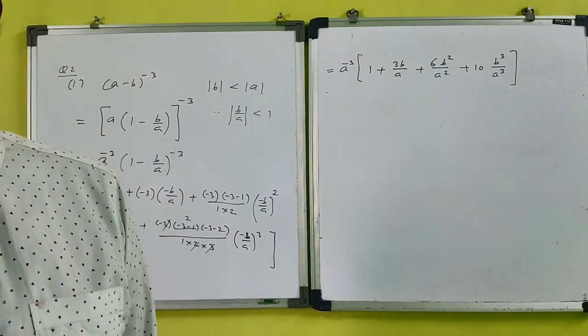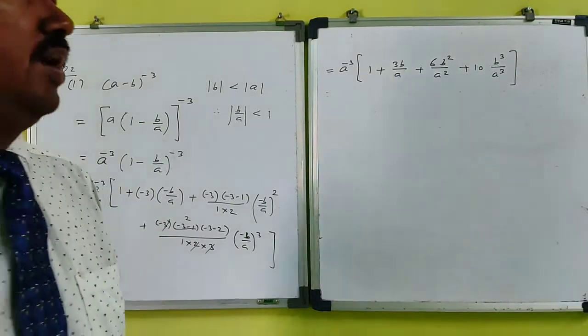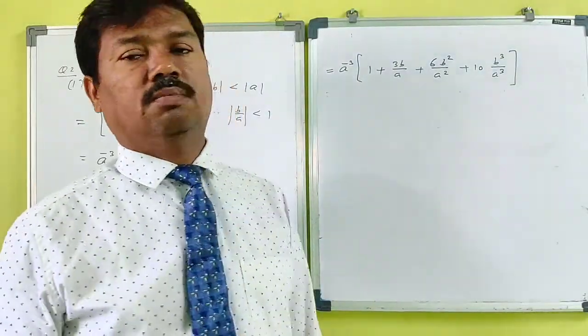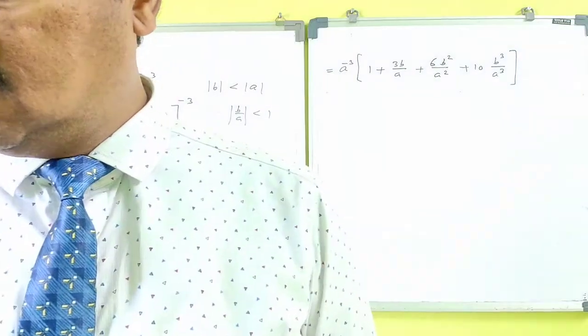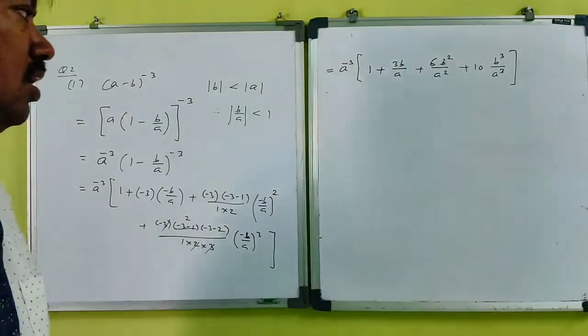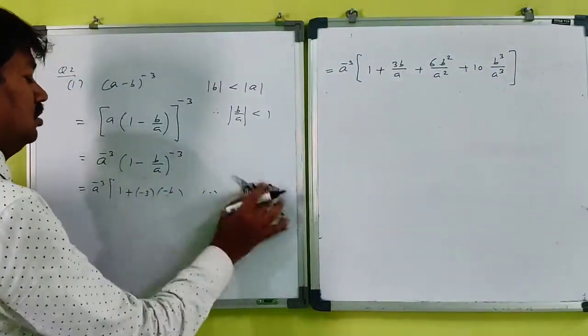Similarly, the next is also the same. So instead of a, if you take any other term, take it common in this. So one more sum of this, that is question number 3.